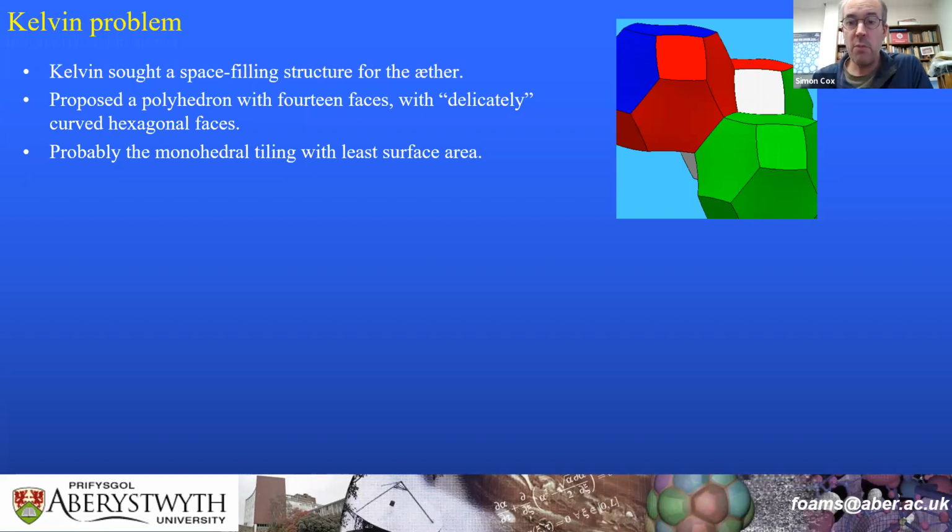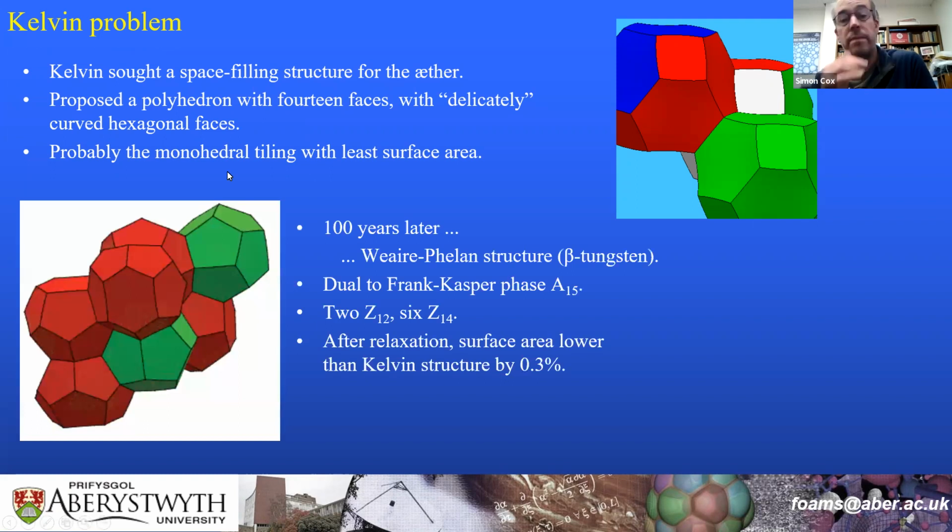And I have to be careful what I say because Rob is here and Rob will correct me. But I think it's probably accepted to be the monohedral tiling with least surface area. That is the tiling in which all the bubbles are the same, with the same orientation. But it's not, it turns out, the best.